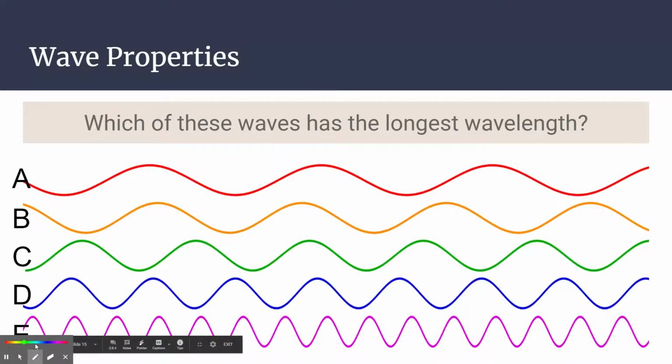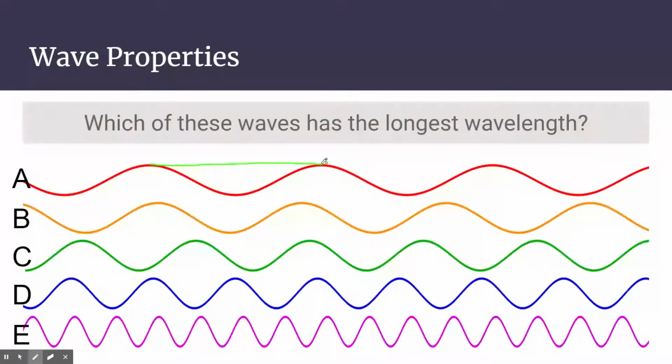Well, like I said before, I personally like to look at the crests or the troughs just because it's easiest to find. So I'm going to draw a line between these 2 crests that are next to each other. That's the wavelength. I'll go ahead and do it for all of these waves so then I can compare. Whoops, that one's a little bit long.